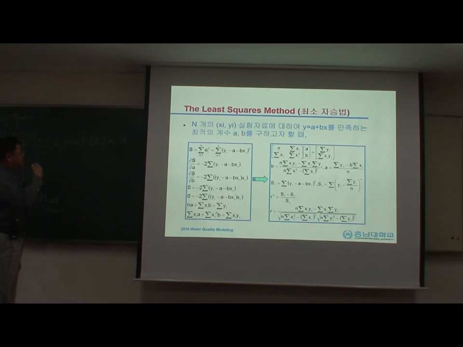In here, I want to find a and b, which can make S, the sum of squares of error, the least. So what are the things of interest to me? I'm interested in finding a and b. Those two are my main focus.